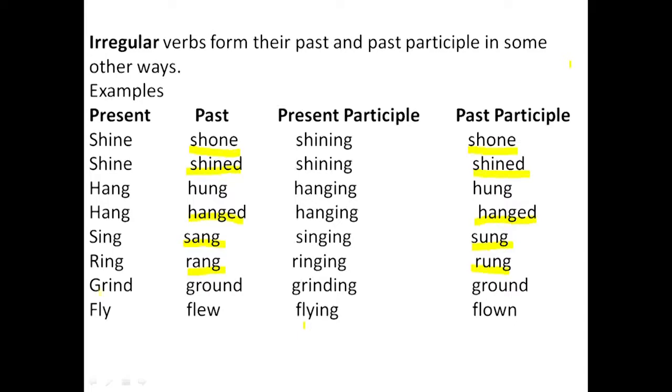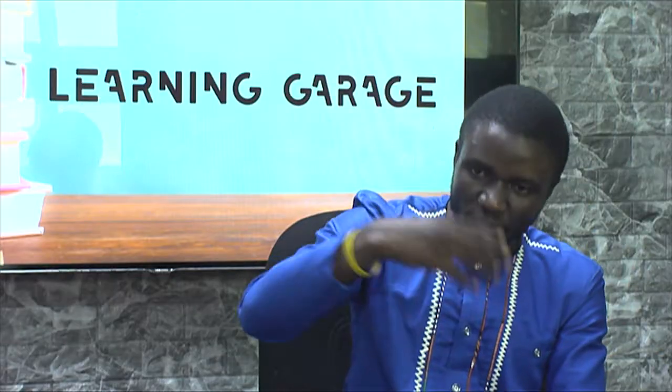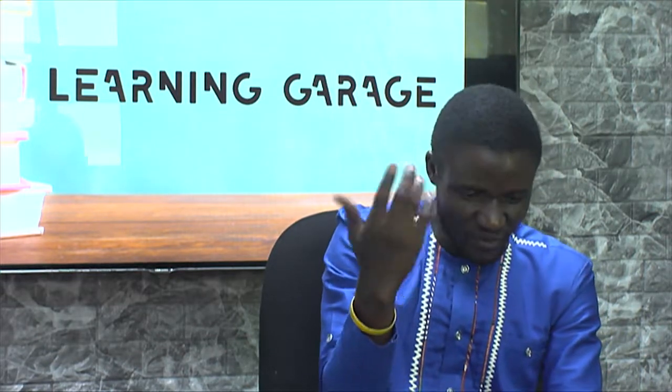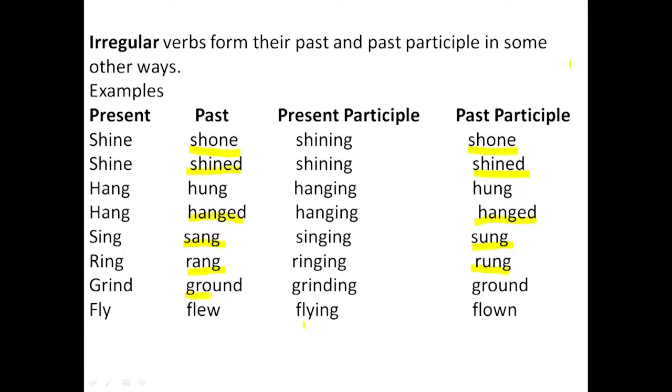Now we have grind. Grind means to, of course, create friction upon something until it comes in a very small particle form, I would say. So we have grind, the past tense being ground. The past tense for grind is ground, not grounded. Okay? And we have grinding here, and the past participle also being ground.